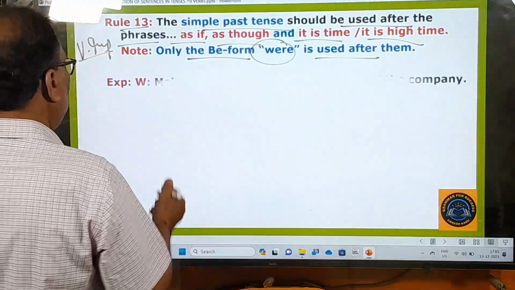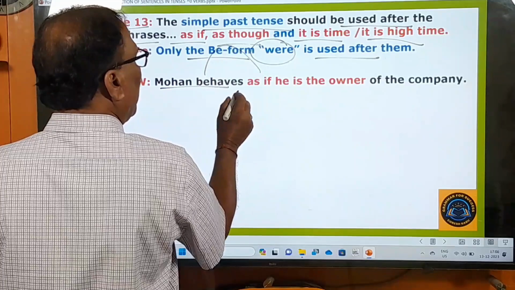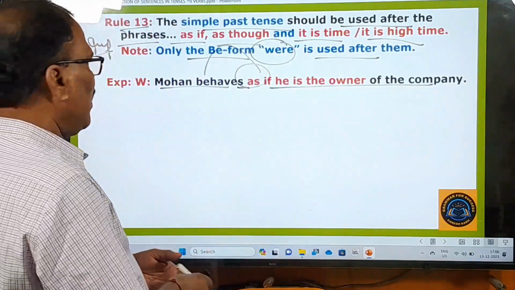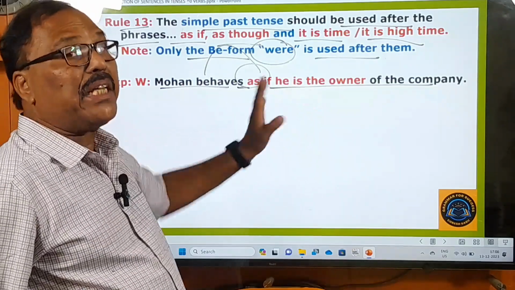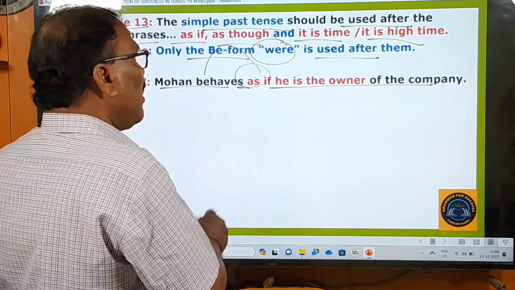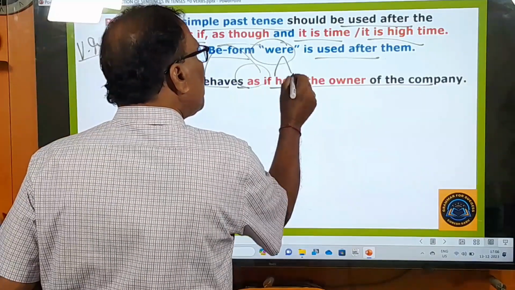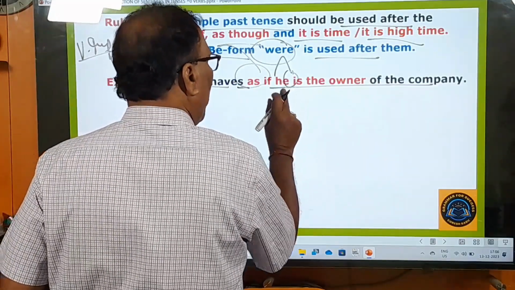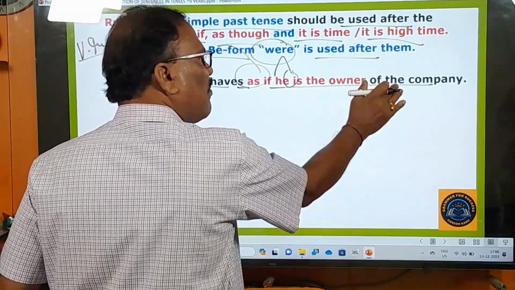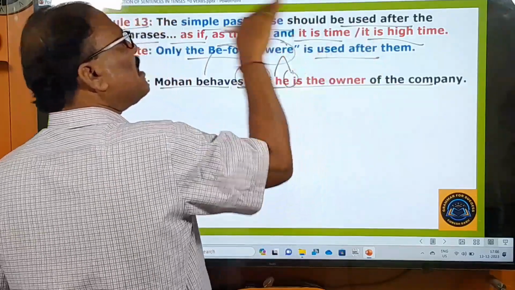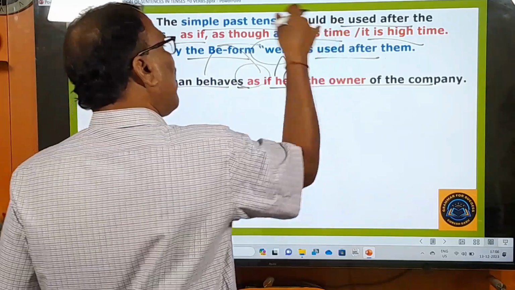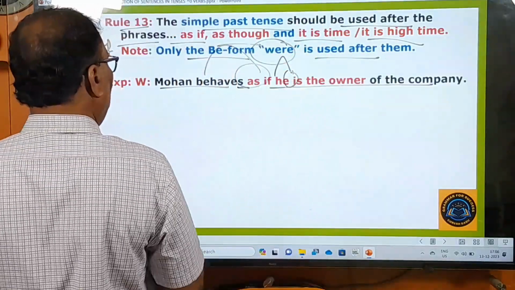Okay, Mohan behaves as if he is the owner of the company. So Mohan is not the owner of the company, but he behaves as if, just like. Then you should not say "he is". Here the be form is always subjunctive mood. He is not the owner of the company, but he assumes that he is the owner. So "Mohan behaves as if he is the owner of the company" is wrong. What should you say then?